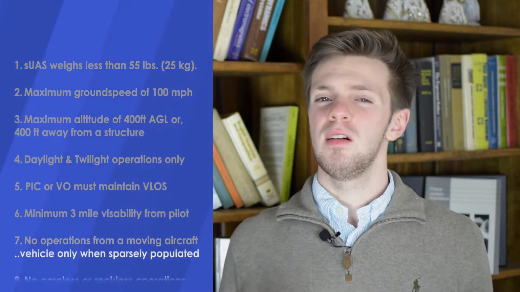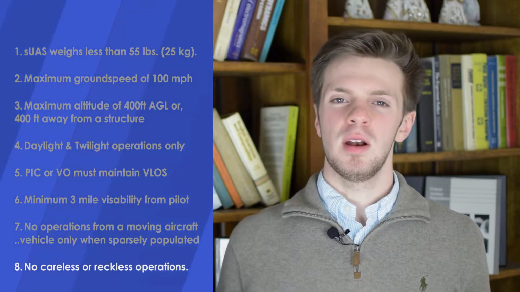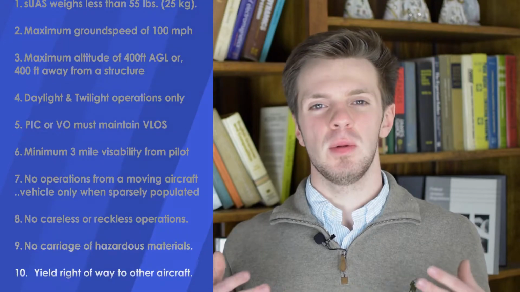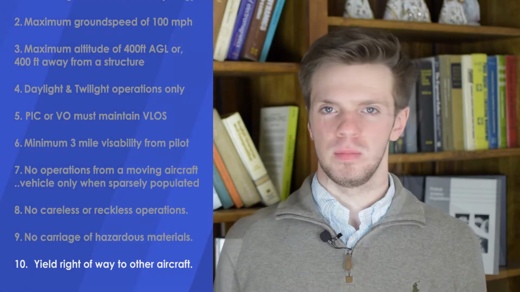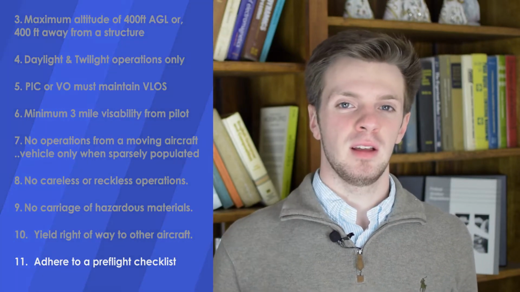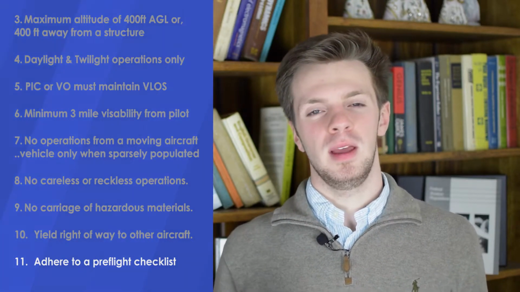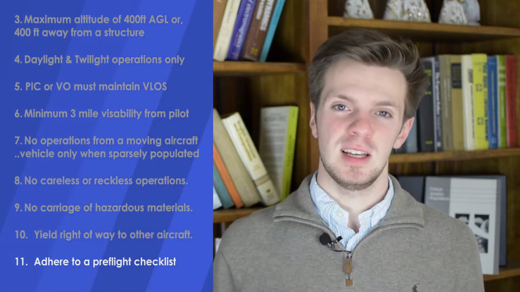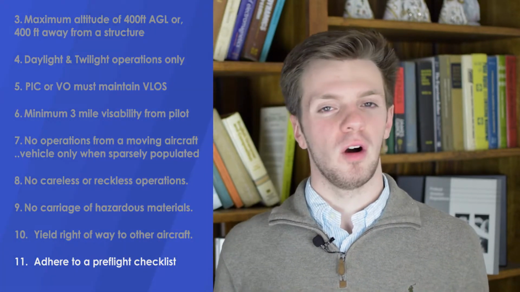Number 8 is no careless or reckless operations. And number 9 is no carrying hazardous materials. Number 10 is that you must yield your right-of-way to other aircraft. Number 11 is that you must perform a pre-flight checklist before every flight. Now this is completely up to the pilot or the PIC or the Part 107 holder to come up with whatever this pre-flight checklist is, but you do have to have one and you have to follow it.